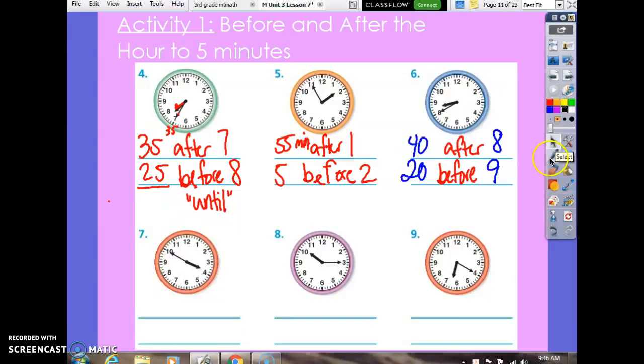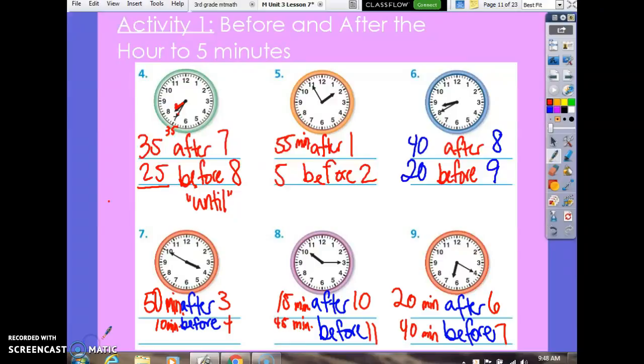Go ahead. You can pause the video and do 7, 8, and 9 on your own. And when you're done, you can play the video. So go ahead and pause it and then play it after you've done 7, 8, and 9. Okay. So now you're resuming the video.